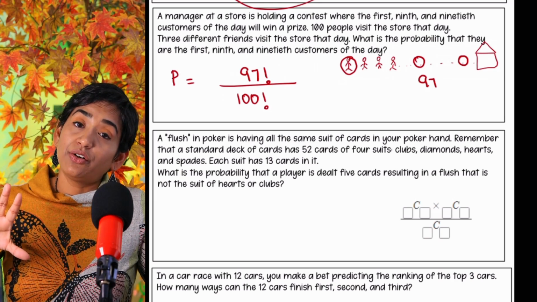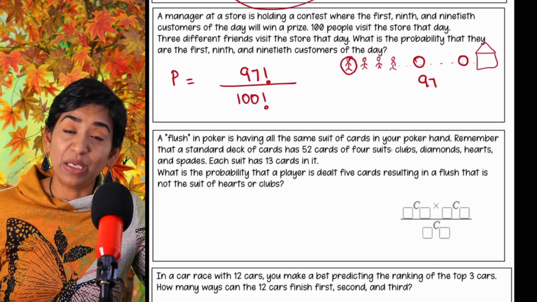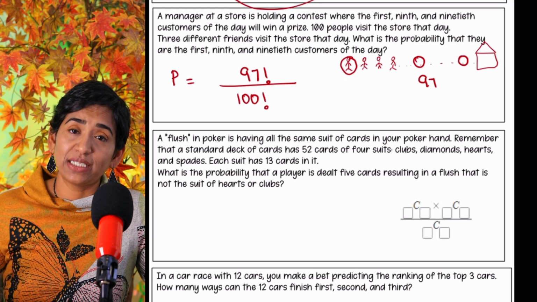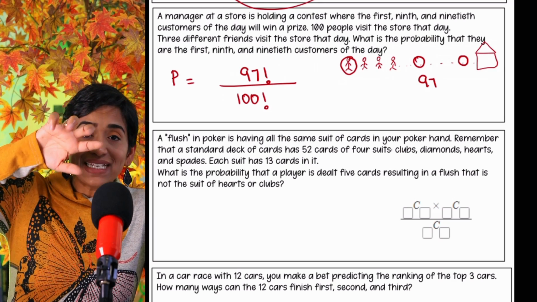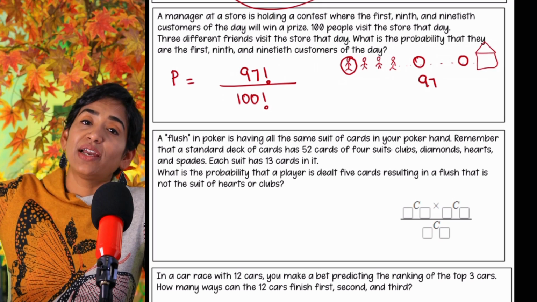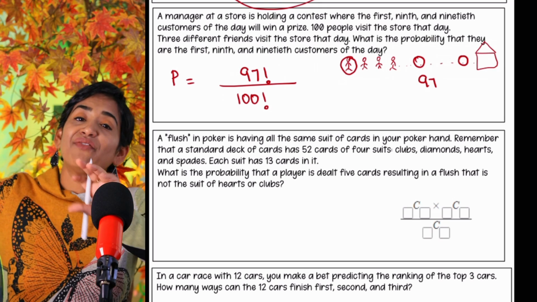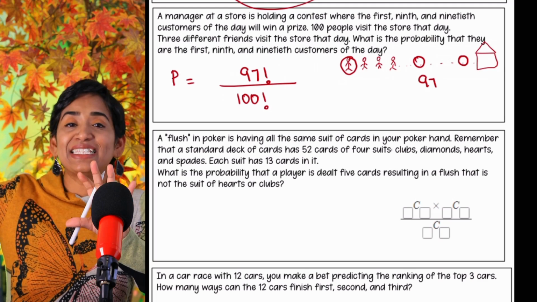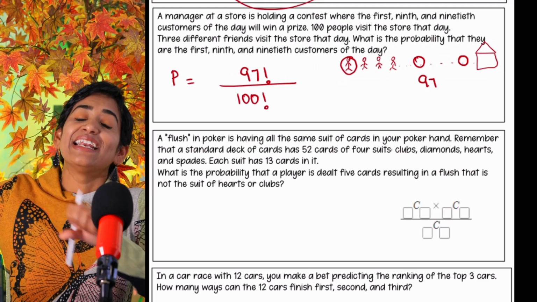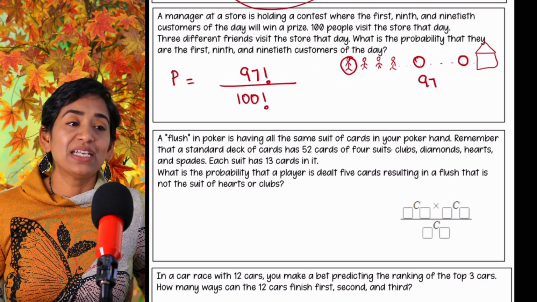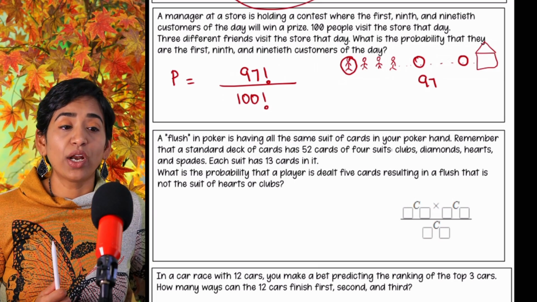So the denominator is how many ways can 100 people come into the store? 100 factorial ways. So if I take out the 3 friends who will win the prize, how many people do I have left? I have 97. How many ways can these 97 people come into the store? 97 factorial ways. So it's simply 97 factorial over 100 factorial.